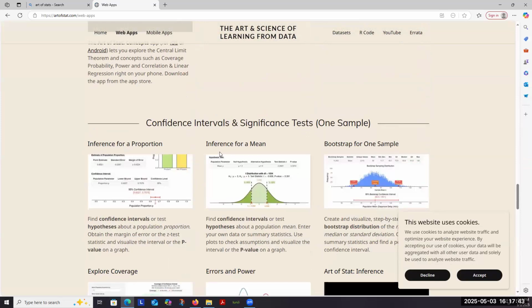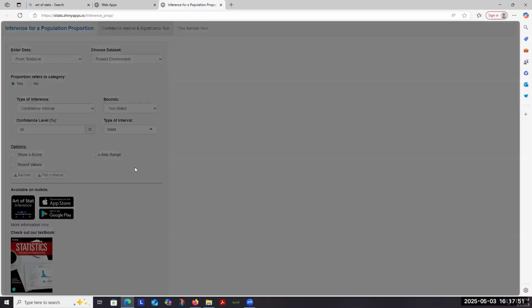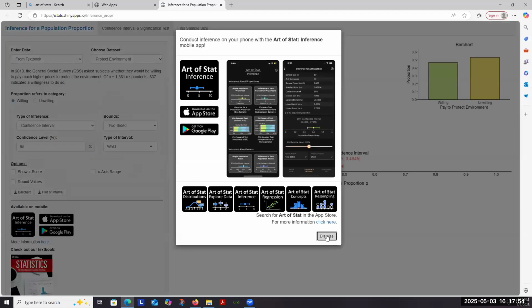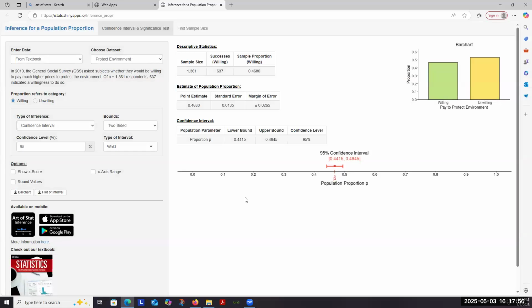You see, the one that we did, the inference for the mean. So this is going to be inference for the proportion. So we get this one. Then you have to put the information. So this is it, confidence interval. So the number that we're going to put, you go with the number of successes in this case, okay?